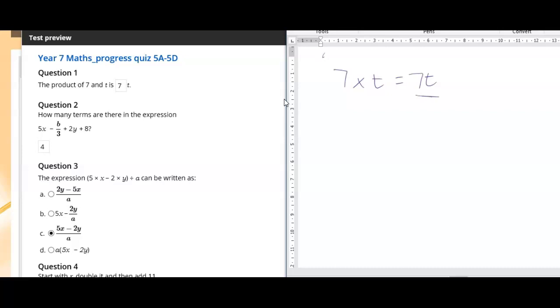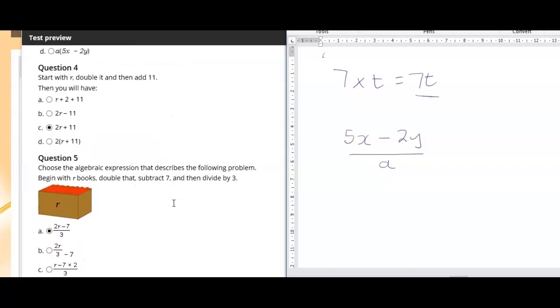Question 3, the expression 5 times x minus 2 times y divided by a can be written as. So we just write algebraic expressions without a multiply sign or a division sign. So we use what we call a vinculum, or we turn it into a fraction. So the 5 times x becomes 5x, and the 2 times y, so we've got minus 2y, and you can see that's all divided by a.